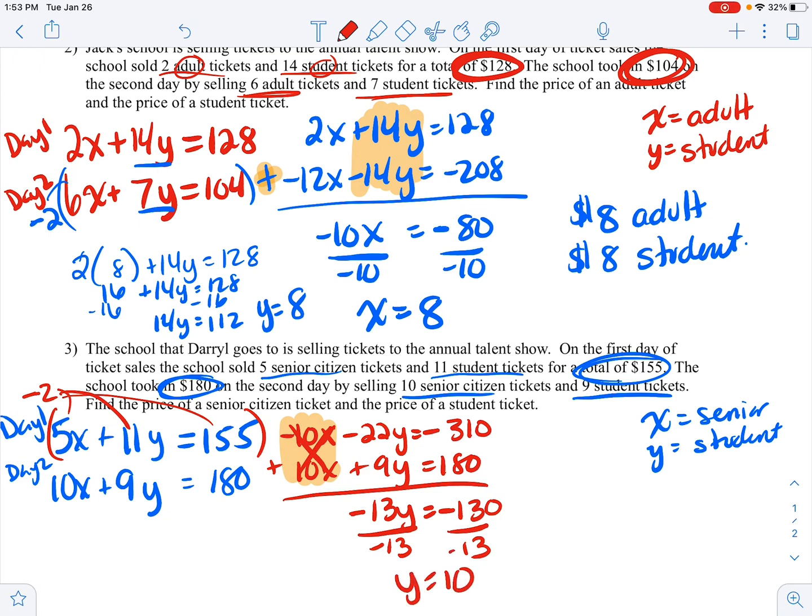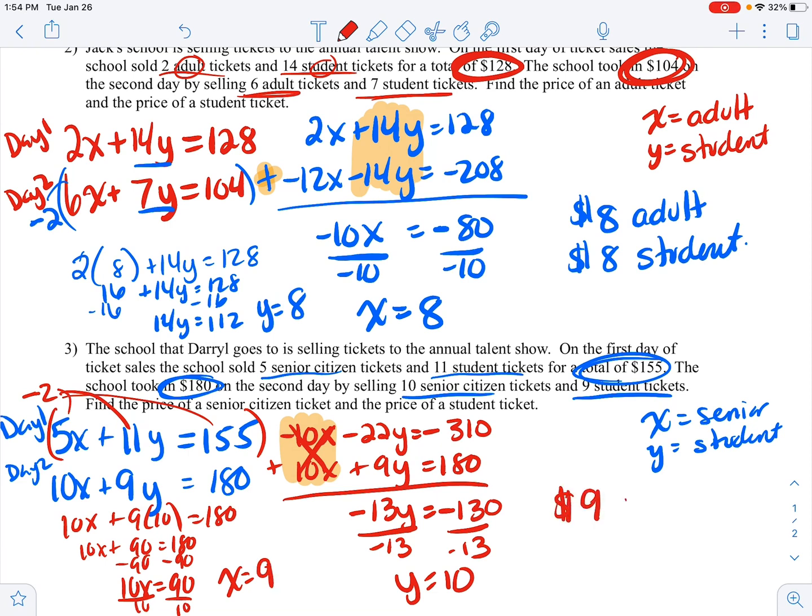Now I'm going to take that and I'm going to plug it back in. I'm going to use the bottom equation. So we have 10x plus 9 times 10 equals 180. That'd be 10x plus 90 equals 180. Subtract 90 to both sides to get 10x equals 90. Divide by 10, and x equals 9. So what did we just find? We found that it's $9 for senior tickets and it's $10 for student tickets.